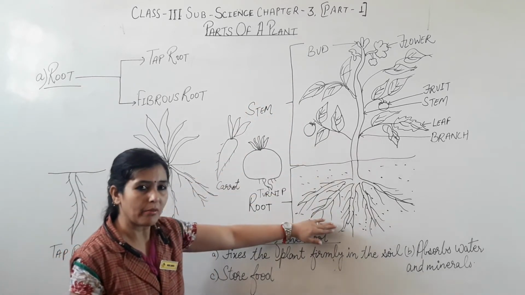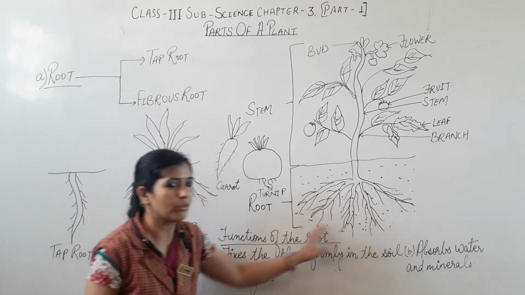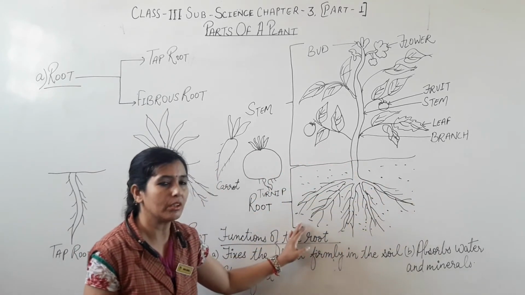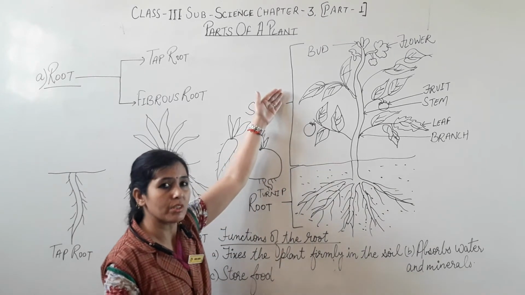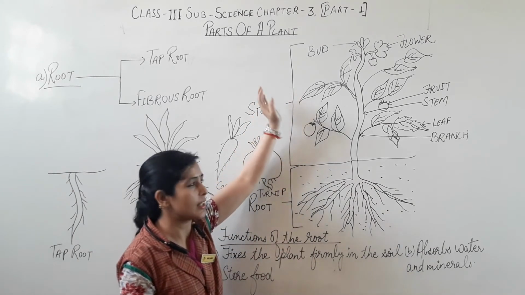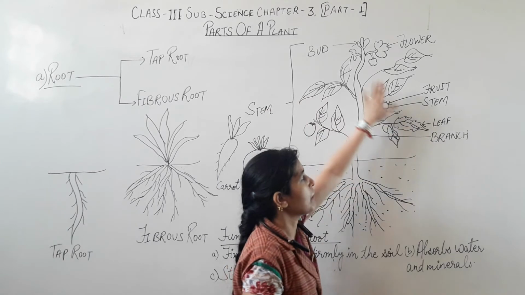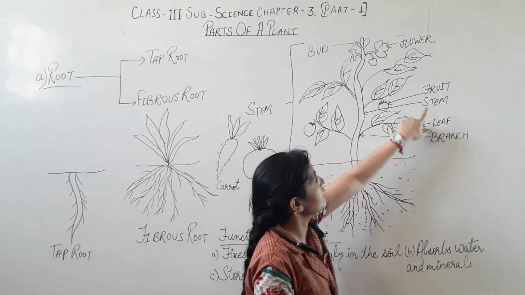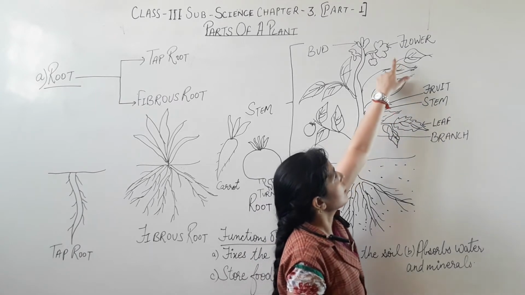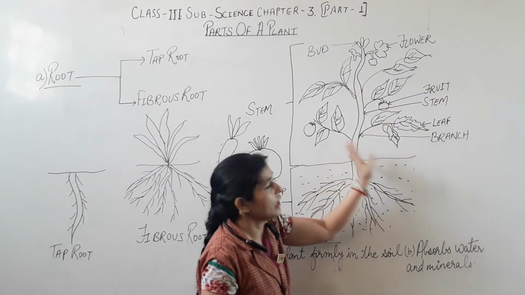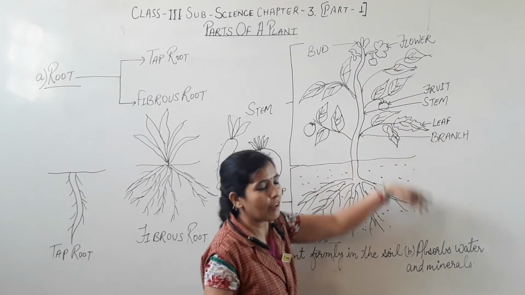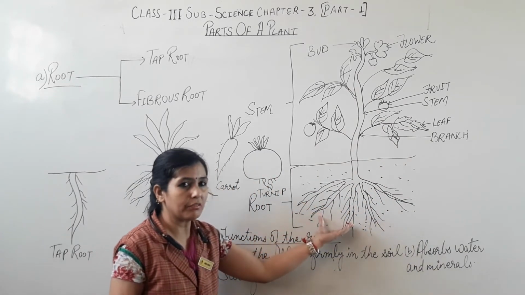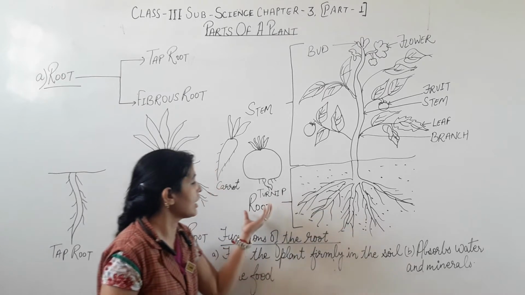The part of the plant which is below the ground consists only of roots. We are going to study the roots in detail, and the part of the plant which is above the ground consists of branches, leaf, stem, fruit, flower. We are going to study each part in detail and their function. First, we are going to study in detail the part of the plant which is below the ground, that is the root.